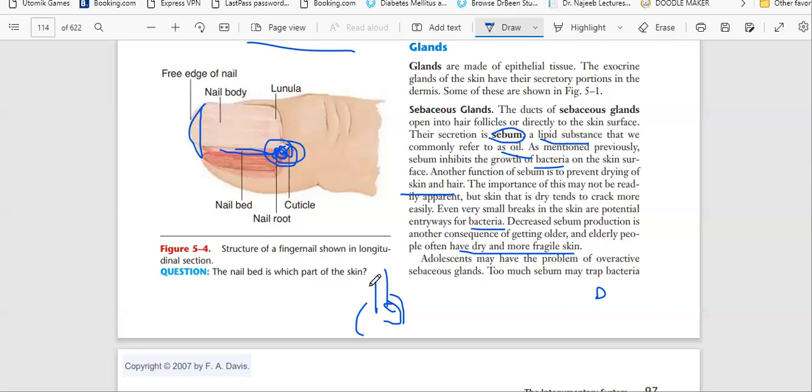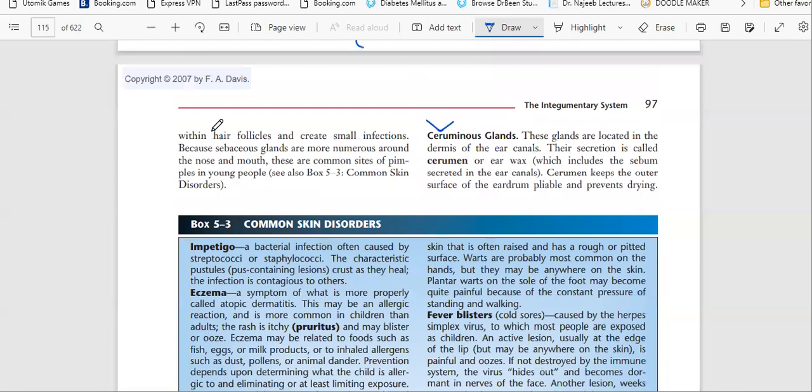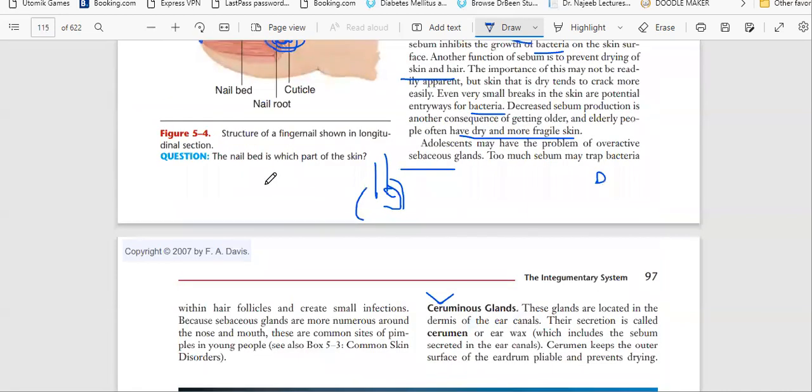Adolescents may have the problem of overactive sebaceous glands. Too much sebum may trap bacteria within hair follicles and create small infections, because sebaceous glands are more numerous around the nose and mouth. These are common sites of pimples in young people. So we will talk about common skin disorders.